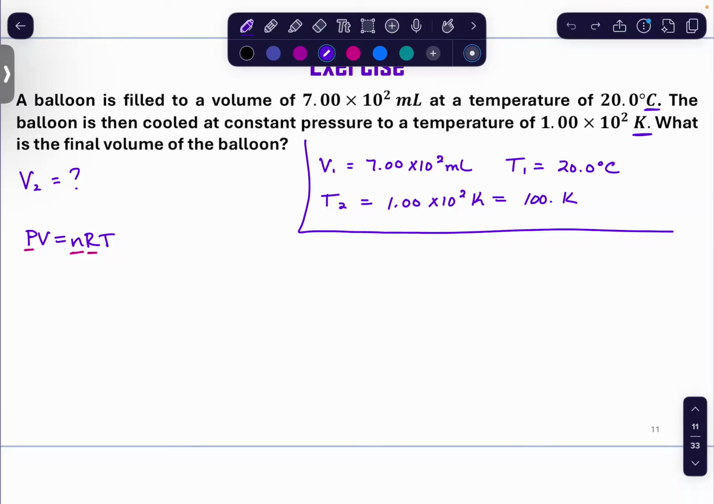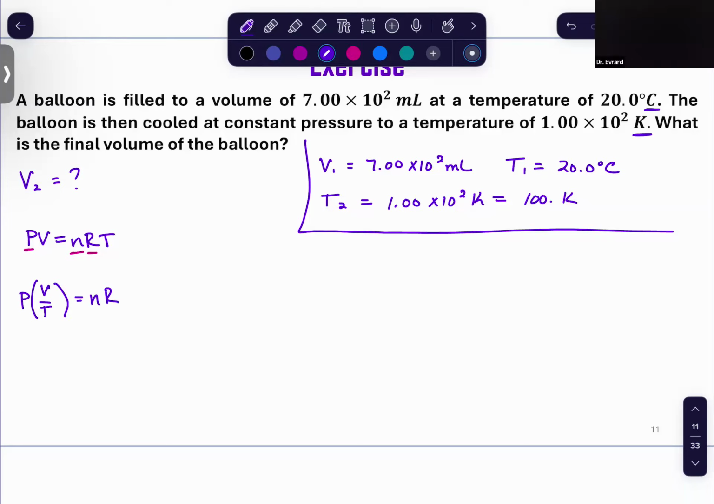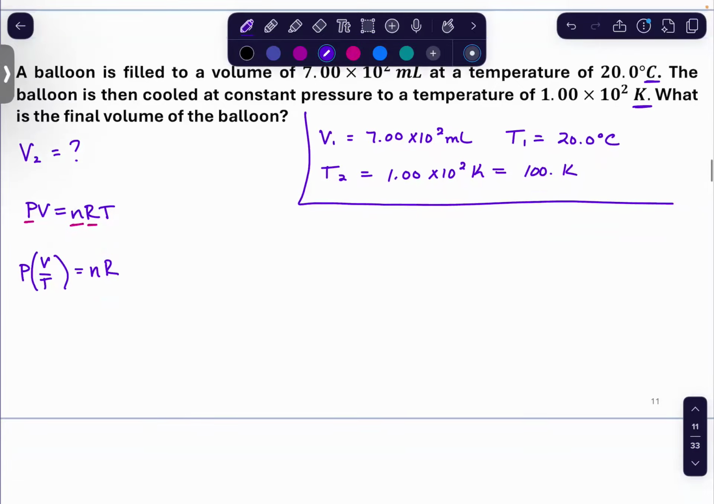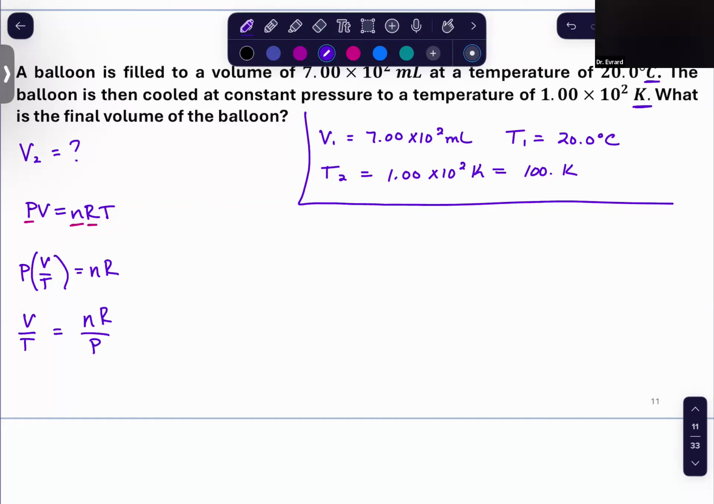Well, let's just do it one step at a time. Okay. And now I'm going to divide through by P to get it to the other side of the equation so that V over T is on one side, where volume and temperature change. And then V over T equals nR over P, that's our constant, because n, R, and P are not going to change. And so again, that would be our B in this case.